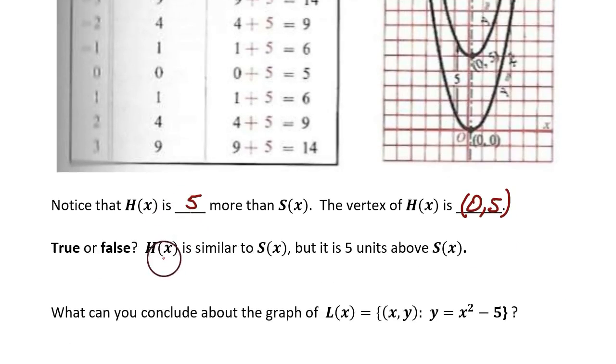True or false? h of x is similar to s of x, but it is 5 units above s of x. That's true. What can you conclude about the graph of function L if its equation is y equals x squared minus 5? We could conclude that it is a parabola that is 5 units below the parabola for function s.